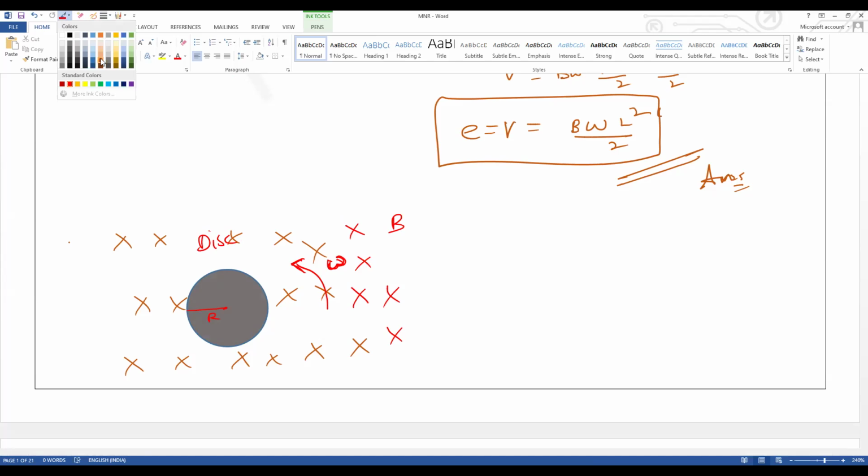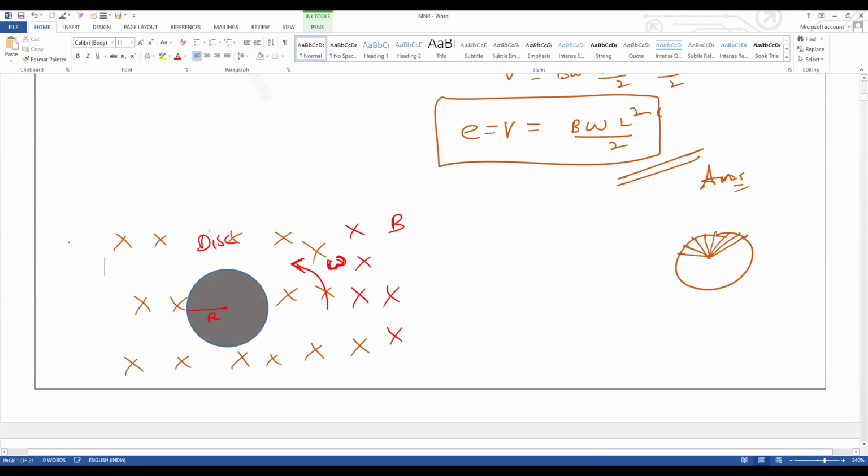Now, if I take a disk, can I cut this disk into millions of particles? Any problem? Millions of slices? Yes or no? Yes, sir. So now, let me consider a single slice, because only when millions of rods are joined will it form a circular one. Is it okay, guys?